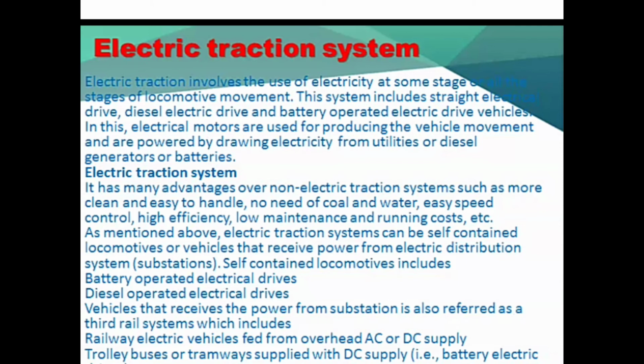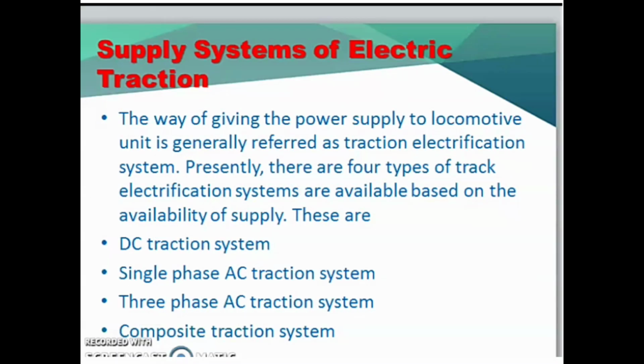As mentioned above, electric traction system can be self-contained locomotives or vehicles that receive power from the electric distribution system. Self-contained locomotives include battery-operated electric drives and diesel electrical drives. Vehicles that receive the power from a substation, also referred to as a third rail system, include railway electric vehicles fed from overhead AC or DC supply, and trolley buses or tramways supplied with DC supply.